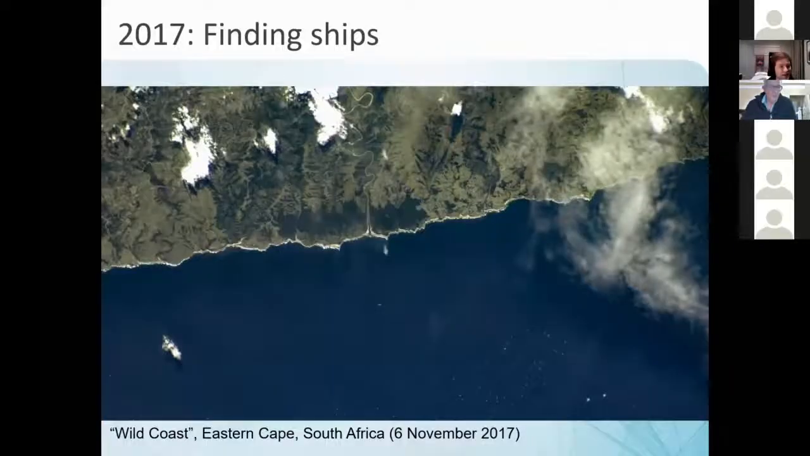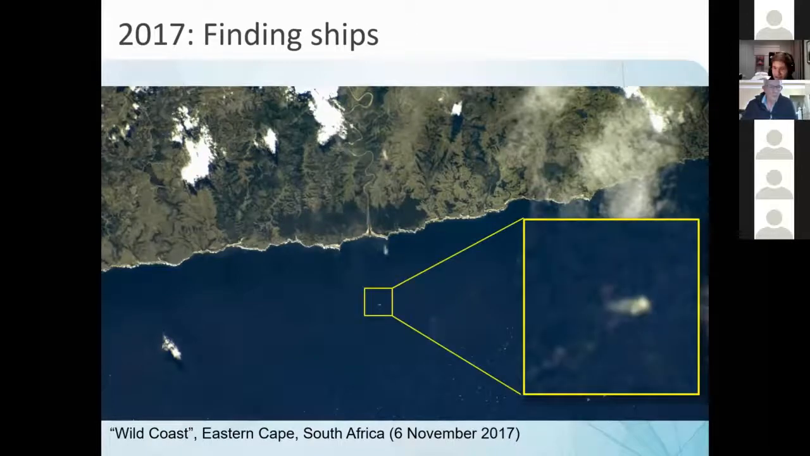We even managed to detect some ships with this. This photo was taken over the Wild Coast in the Eastern Cape. And if you zoom in there, you can see a tiny little ship traveling towards the east. And interestingly, this ship was not transmitting its position via the AIS system, as all ships are actually required to do. So you could use a satellite like this to find illegal fishing vessels in principle. I don't think this was one of them, but this is definitely a use case for protecting our waters.